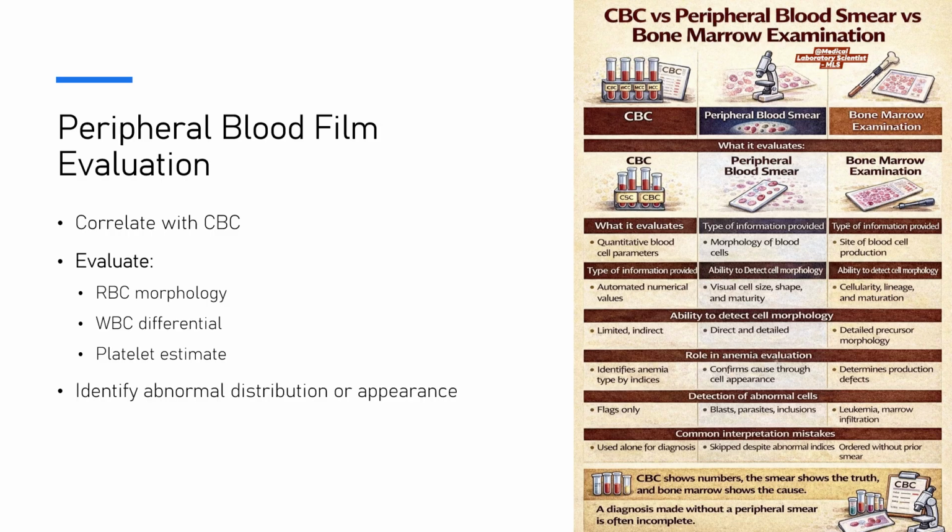Platelets are tiny and sometimes clump, so automated counters can occasionally misinterpret them. A smear allows us to visually confirm whether platelet numbers appear adequate. Another major goal of smear evaluation is identifying abnormal cell distribution or unusual morphology. That might include immature cells appearing in circulation, reactive changes in leukocytes, or abnormal red cell forms.